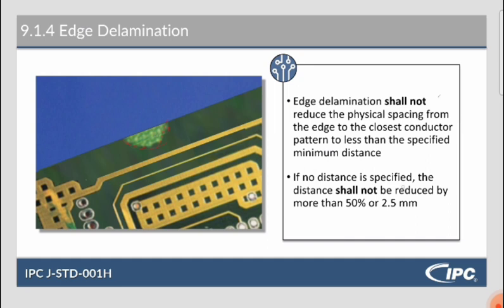If no distance is specified, the distance shall not be reduced by more than 50% or 2.5 millimeters. That's got to be at least 50%. I'd say that's actually greater than 50%, maybe a little bit over, but it is more than 50%. That would be a defect.